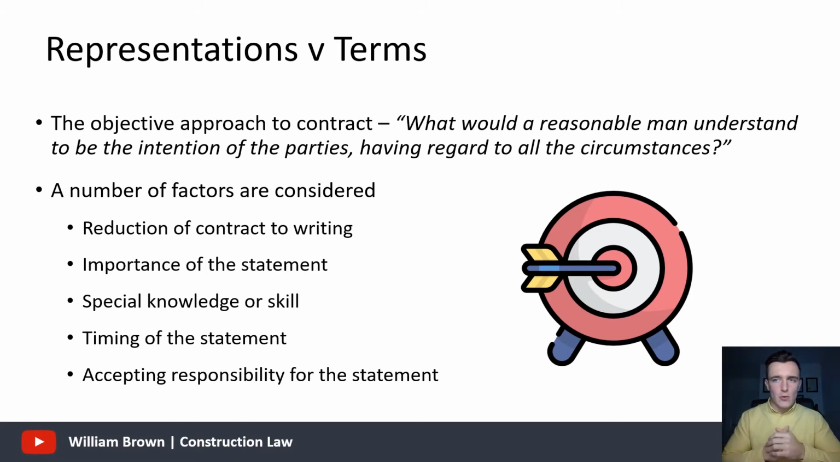What would the reasonable man or woman understand to be the intention of the parties, having regard to all of the circumstances? So what would that reasonable hypothetical person think the parties intended by that statement? Did they intend it to be a term, or did they intend it to merely be a representation? So the 5 factors that we're about to go through in detail are simply geared towards answering that question. The 5 factors are in no particular order, and not one of them is more important than the other. The courts will take them all into account in a 5-way balancing act in helping them to arrive at the answer to that question that you can see on screen.